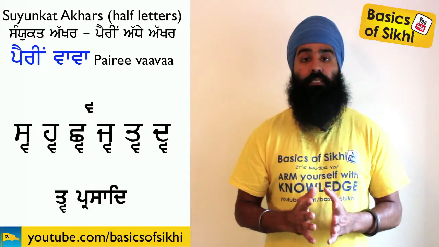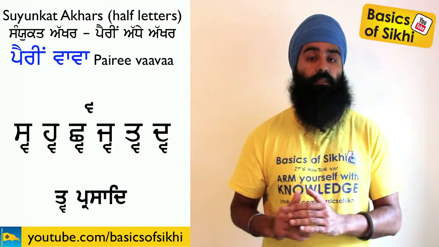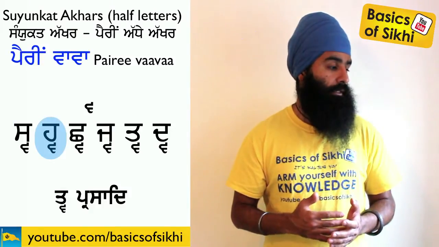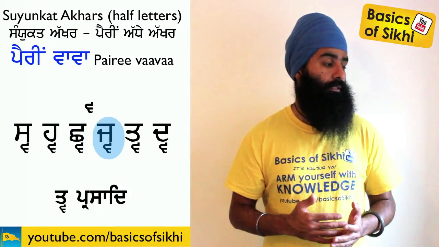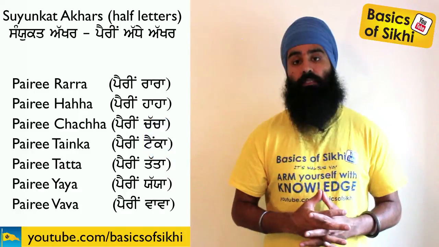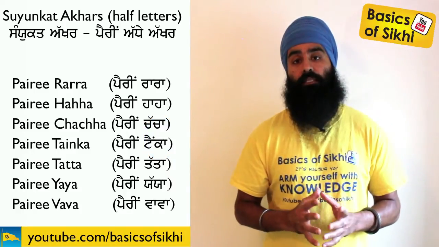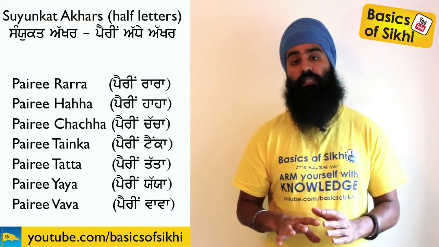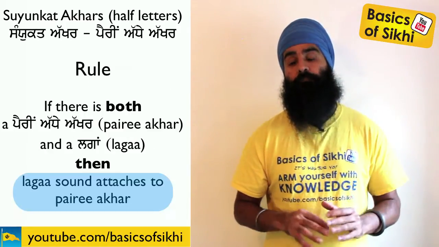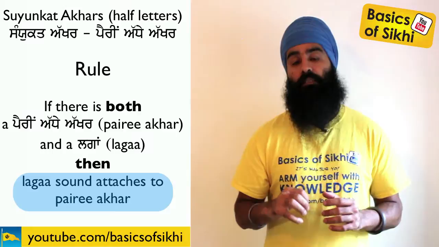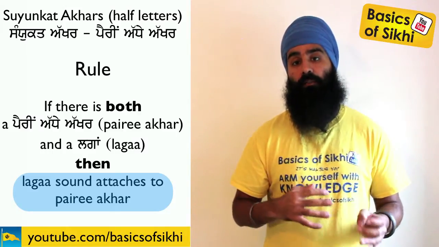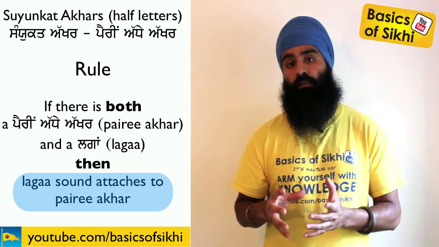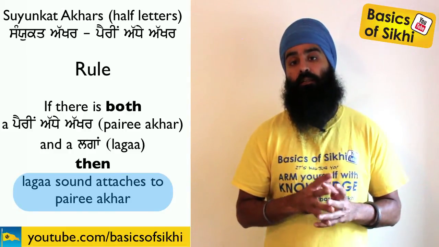But really it's at the foot again. Yeah, so some of the akhars that this comes up with are swa, hwa, chwa, jwa, twa, and dwa. These are the Sayunkat akhars, and these are half letters, seven of them that go underneath at the feet of a full letter. And just to re-emphasize, any sounds, whether sihari, bihari, or lam, dulam, these always attach to these half letters and not to the main letter itself, the main akhar.